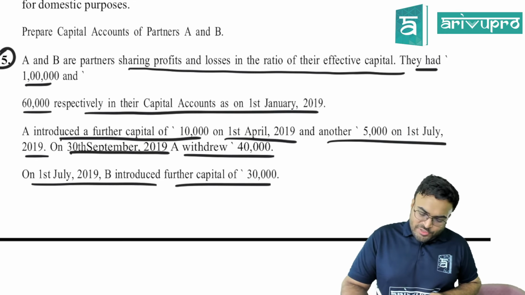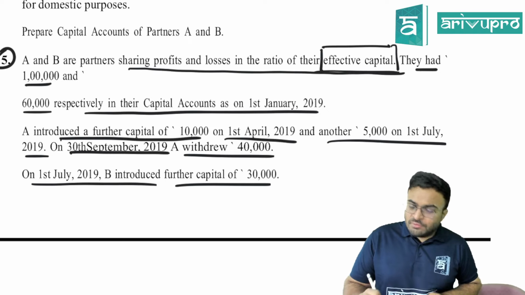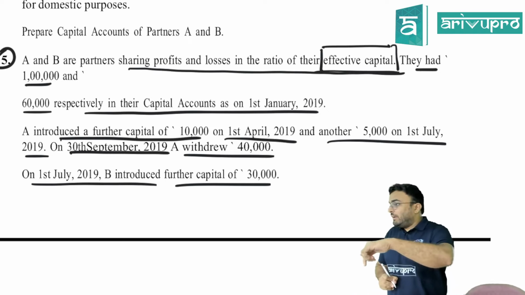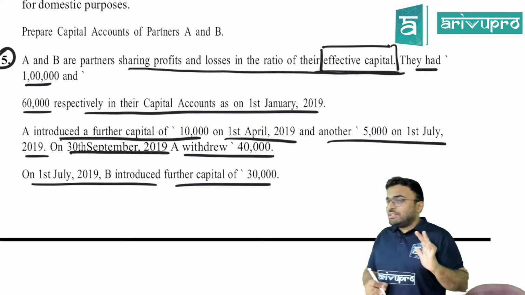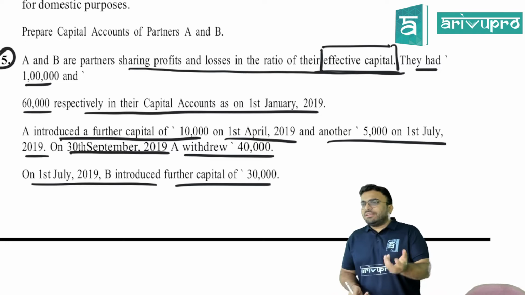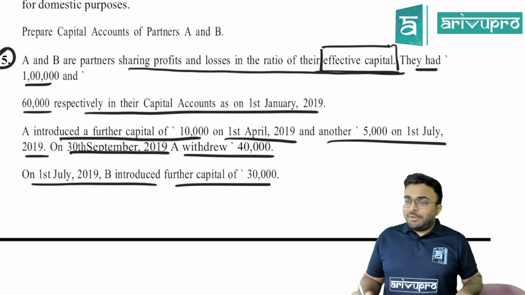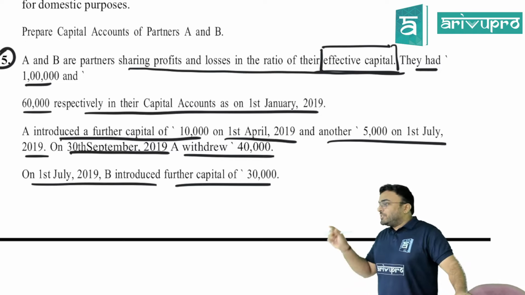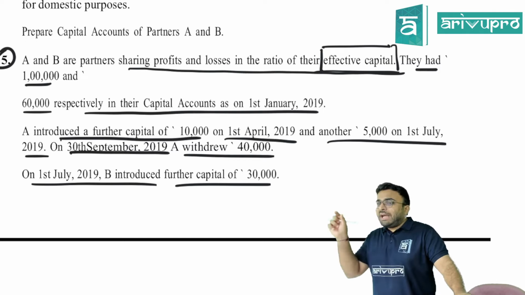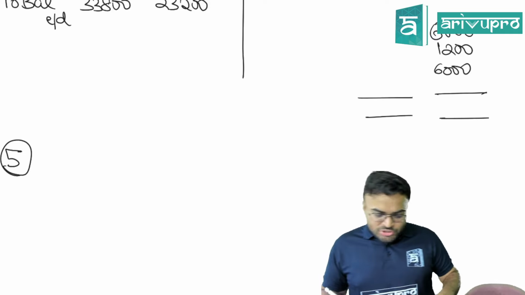Because they said that profits and losses in the ratio of their effective capital. Not closing capital. Effective capital. What is the difference? Closing capital means end of the year, whatever is there in the capital account, that is the capital. Now here, effective capital means how much the capital is used. Okay, that ratio you have to see. Now we'll calculate that, don't worry.